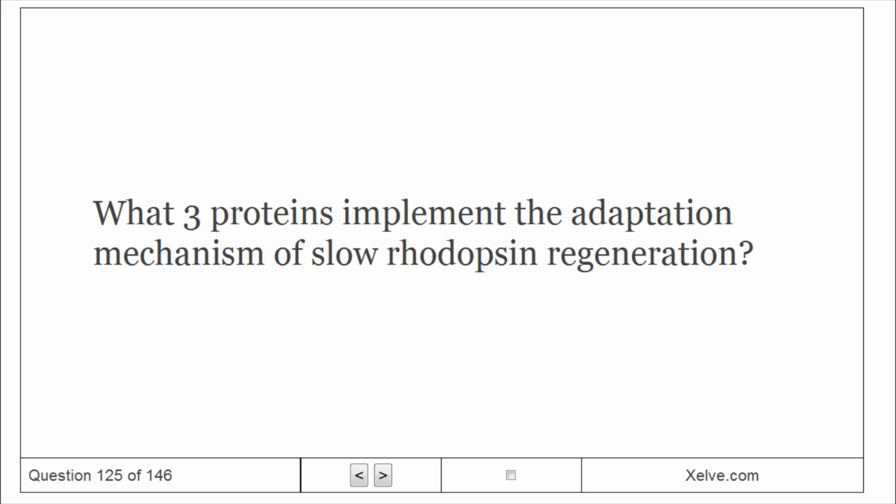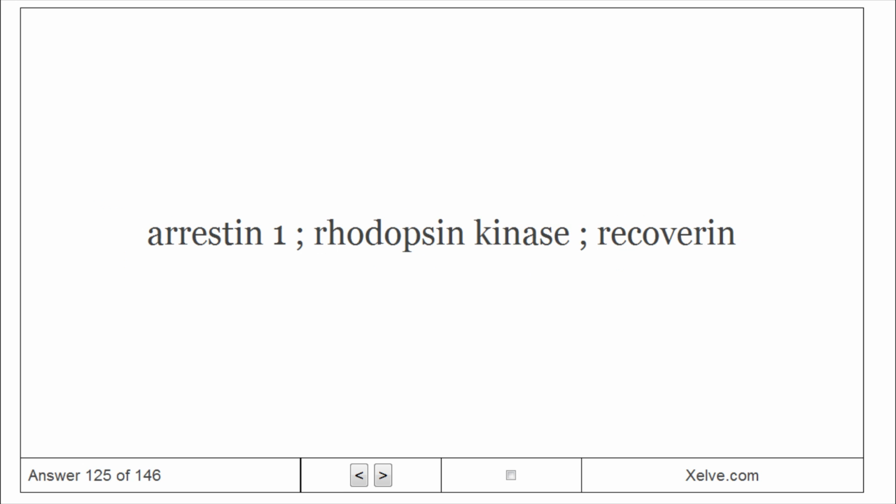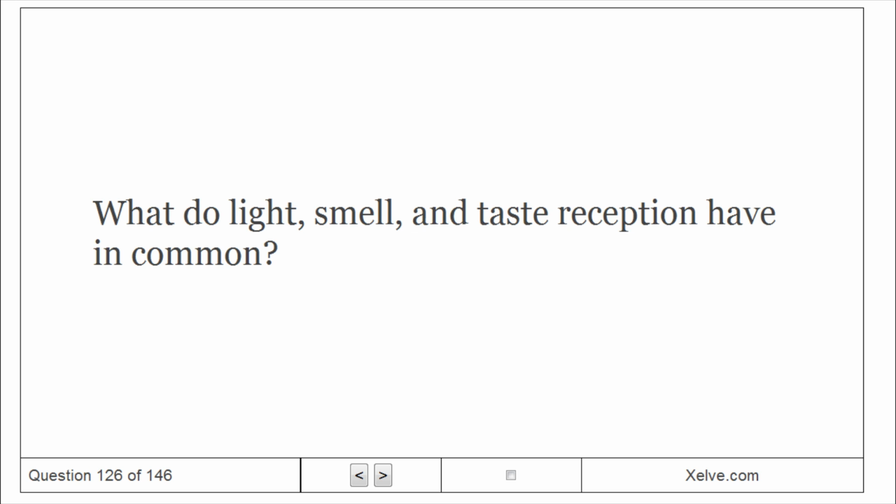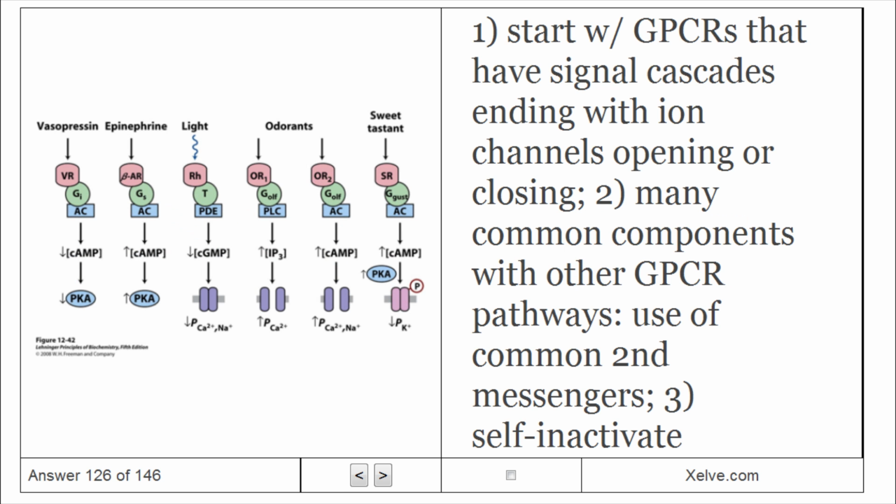What three proteins implement the adaptation mechanism of slow rhodopsin regeneration? Arrestin 1, rhodopsin kinase, recoverin. What do light, smell, and taste reception have in common? One, they start with GPCRs that have signal cascades ending with ion channels opening or closing. Two, many common components with other GPCR pathways, use of common second messengers. Three, they self-inactivate.